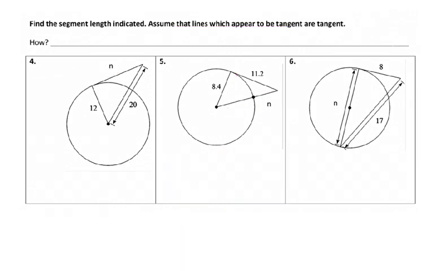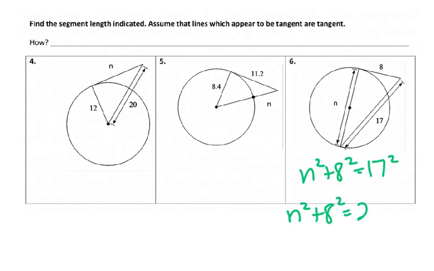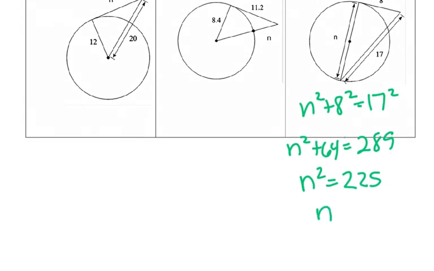Okay, and number 6, I'm going to say n squared plus 8 squared is equal to 17 squared. So n squared plus 8 squared is equal to 289. The 8 squared, of course, is 64. So n squared is equal to 289 minus 64, which is 225. And since I know my square numbers quickly, I know that that's equal to 15.